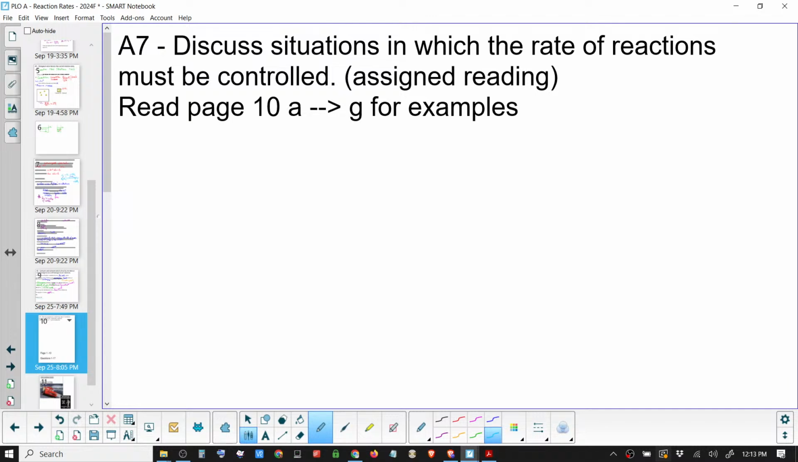It just gives you a few examples. Things like body chemistry, fuel burning, fires. It's just a list of examples. Ideally, you should be able to come up with your own examples. And I feel like we've already done that in class. So I just say it's a reading. Look at examples A to G. Make sure that you're familiar with some examples and you're good.